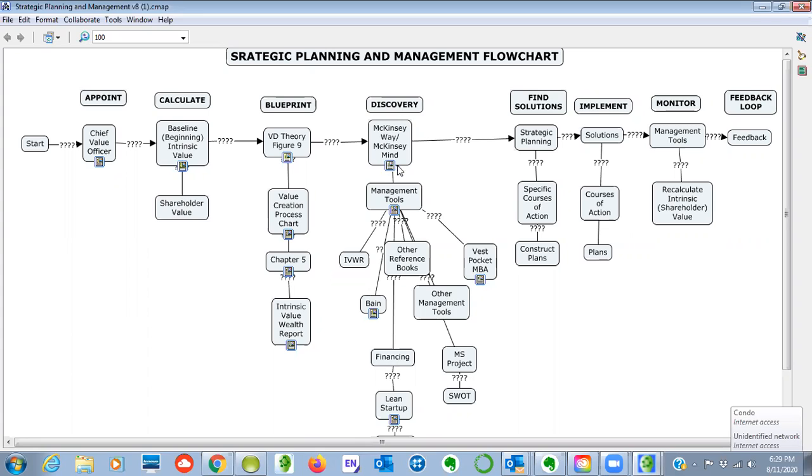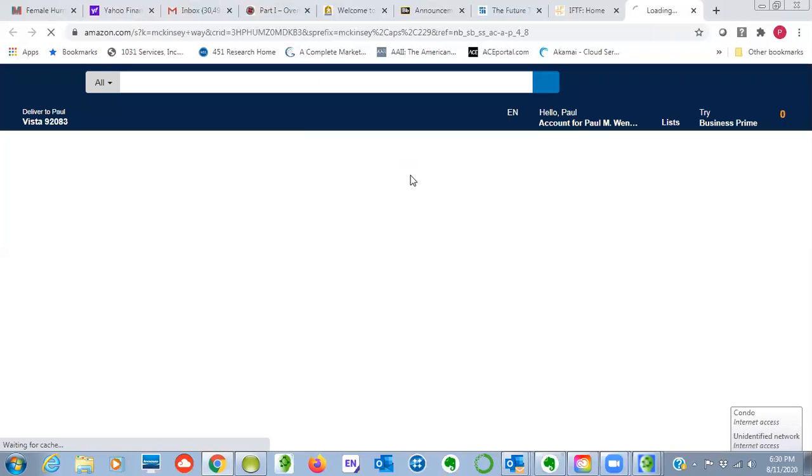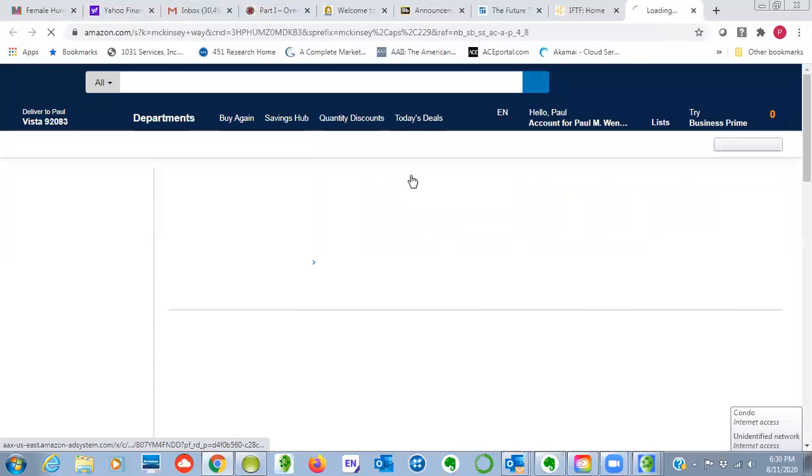Let's look at that one actually right now. So if I go to this McKinsey Way, McKinsey Mind, if I click on that little document there, click on the hyperlink, that takes you to Amazon, because all I'm trying to do there is show you the book, show you what the book is that I'm referencing. Not suggesting you buy the book or anything like that, but I wanted to give you guys a real good visual of what the actual book is.